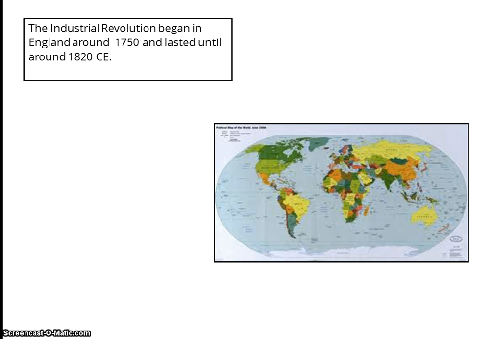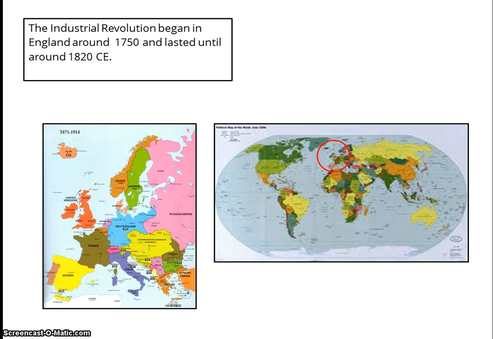So, it started in England around 1750. Here's a map of the world. The red circle is where England is, and then here's a map of Europe, and the red arrow points to England. Alright, next step.